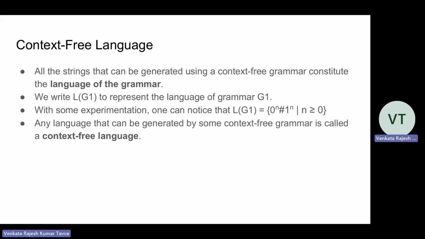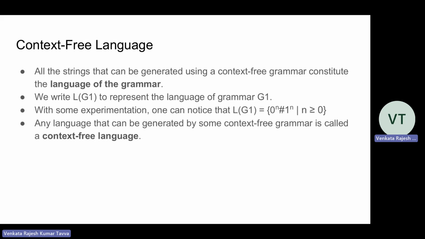So what is a context-free language? The way we define a regular language. What is the regular language definition? Five tuple. Yeah, a language is said to be a regular language if there is a finite automaton that recognizes it. That is the definition of regular language. So you define a regular language in terms of a finite automaton.